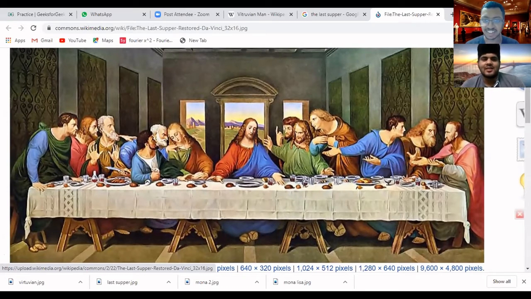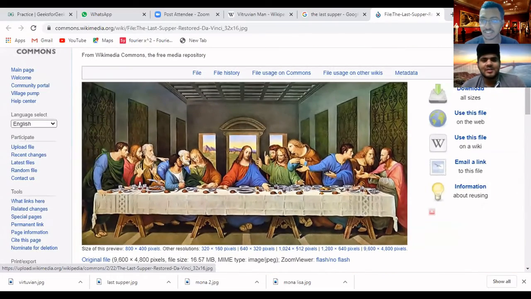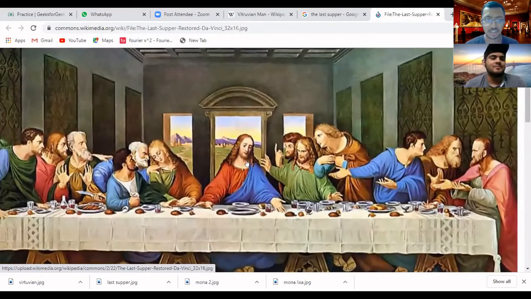So let me try to explain this painting. What do you think is happening here? You can see that the people at the extreme left and extreme right are in kind of disgust, disappointment, I guess. You could say they might be surprised. Surprise is actually the right word.